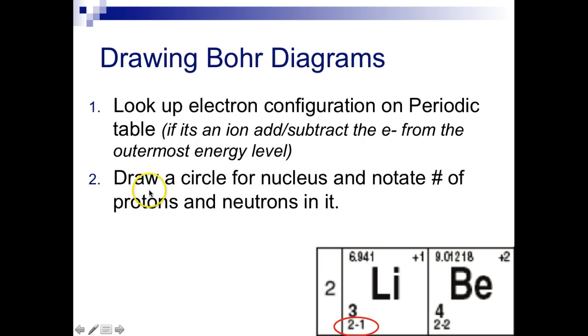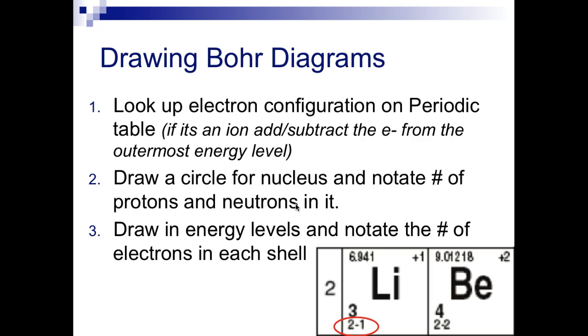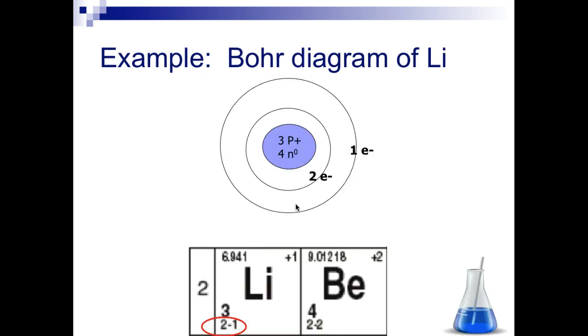So you're going to draw a center for the nucleus and notate the number of protons and neutrons in it. So you need to tell me how many protons are in there, how many neutrons are in there. Then you're going to draw the energy levels, rings around the nucleus, and notate the number of electrons in each shell. So let's look at this for lithium. Lithium has an atomic number of 3, so that means we have 3 protons. Its mass is 7, so if we round that up, the mass number is 7, so that means it has 4 neutrons. And we have 2 electrons in the first energy level and 1 electron in the second energy level. So this is what your Bohr diagram of lithium would look like.